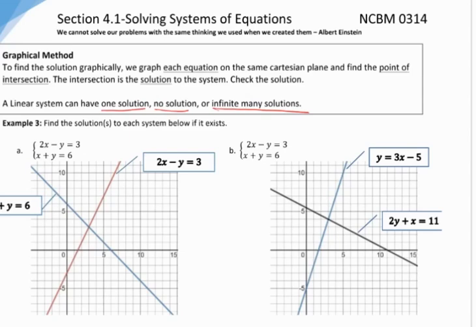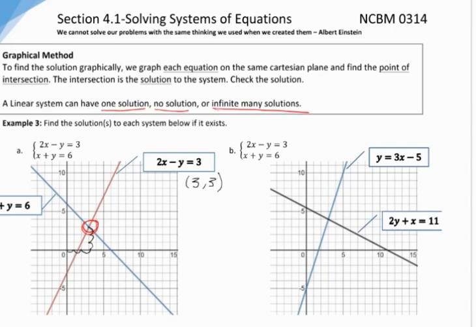So wherever they cross, that's going to be my solution. These two lines are crossing right here. So what point is that? That's 1, 2, 3 for my x. So that's going to be (3, 3). Let's go ahead and check that solution.